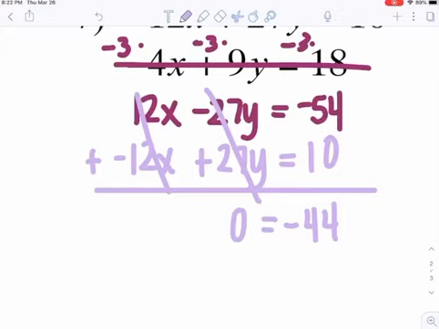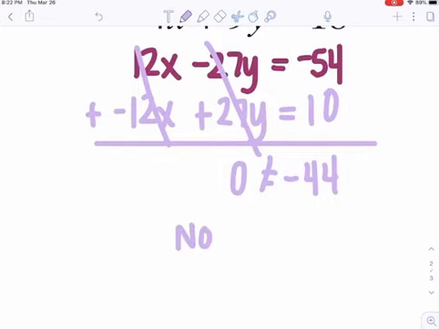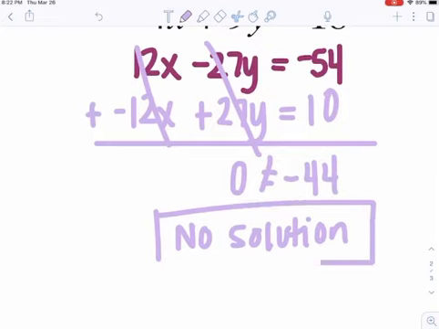Right, remember, when your variables eliminate and both the sides don't equal the same thing, what do we write? That's going to be no solution. Okay, and then we're done. That's it. No variables to solve for. They're gone. 0 can't equal -44, so I don't have a solution in this situation.